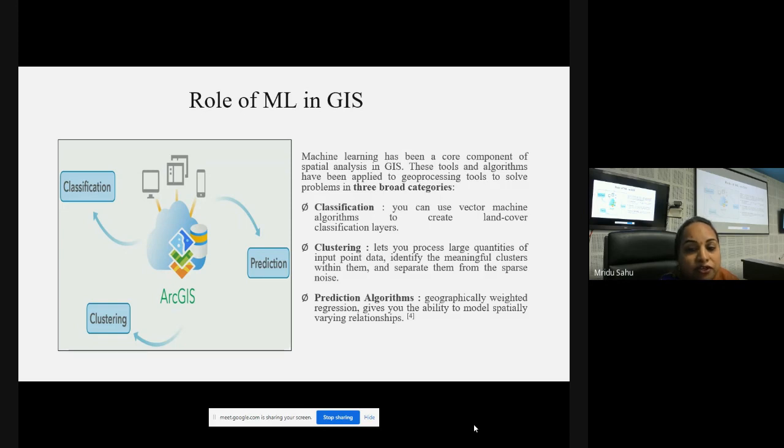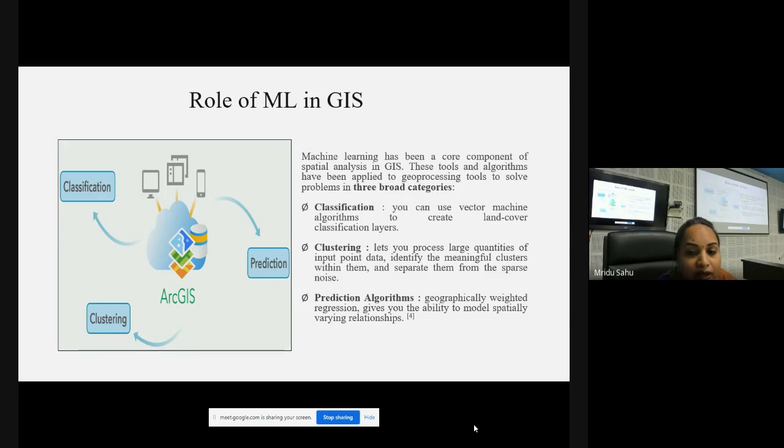So you can use the vector machine algorithm to create a land cover classification layer. Classification is a well-known theme, but in the GIS area the role is different. It wants to categorize things. The purpose is the same, but how, where, and why is different. Here for classification, which one do we want to use? You can mention the vector machine algorithm. A simple machine algorithm will not directly apply. We want a vector machine algorithm to create land cover classification layers.